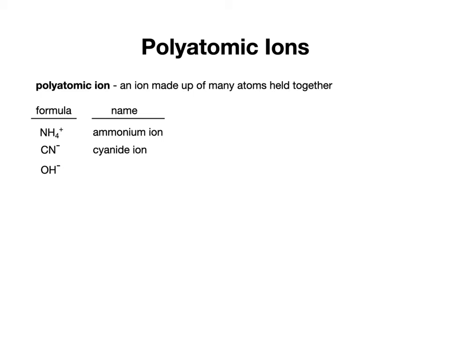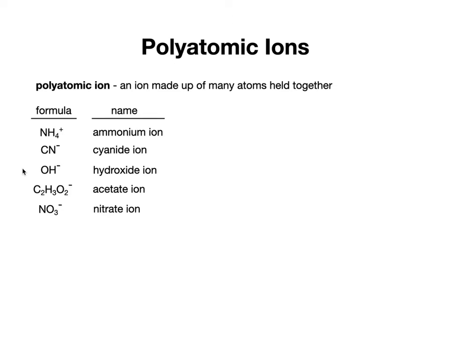All right, OH minus, this is a very important one, okay? The hydroxide ion, for those of you that have heard of acids and bases. So bases produce hydroxide ions in an aqueous solution. So this is a very important polyatomic ion. All right, C2H3O2 minus is the acetate ion.